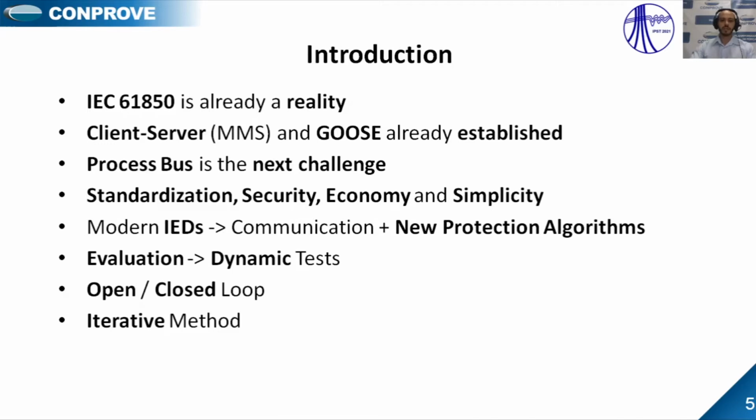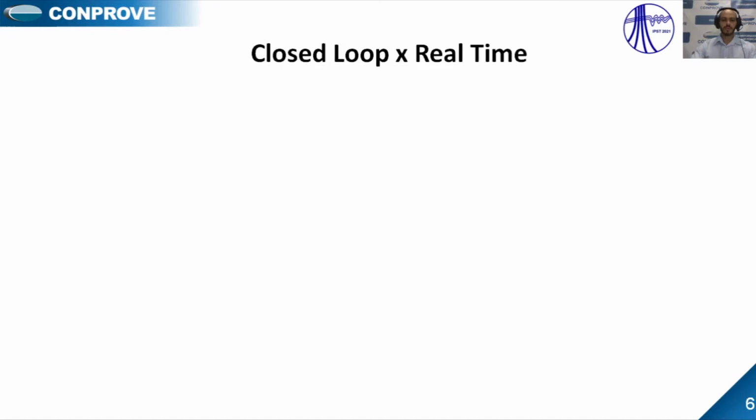To do tests on it, we have to evolve our tests to a dynamic test to perform tests with transient conditions. We need to do a closed loop test to verify with a depth of condition the response of the IED. And to do this kind of tests, we can use an iterative method instead of a real-time closed loop. What's the difference?